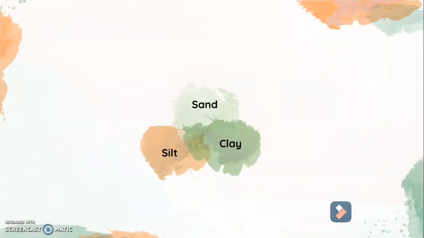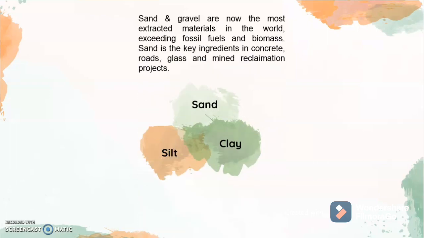Okay, now what we have here is the characteristic of the soil. Let us go through one by one. Sand and gravel are now the most extracted materials in the world, exceeding fossil fuels and biomass. Sand is the key ingredient in concrete, roads, glass, and land reclamation projects.